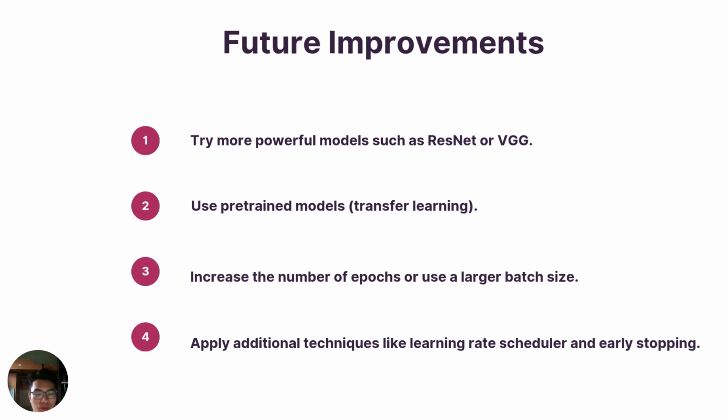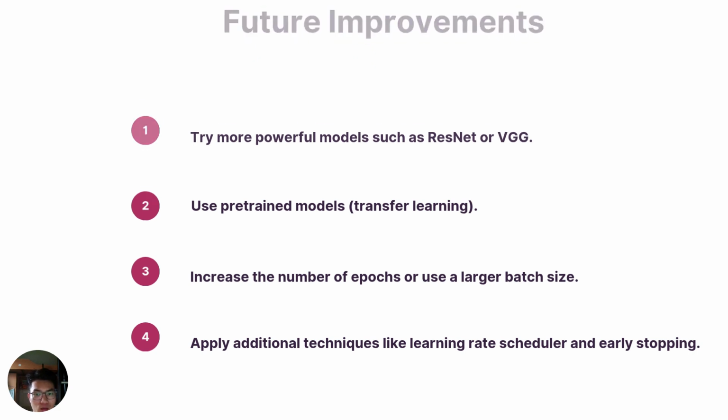Okay, the future improvement. In my opinion, if we want to get the highest performance, we can try to use more powerful models like ResNet or VGG and use pre-trained models, or increase the number of epochs, or use a larger batch size. Especially, we can try to use a learning rate scheduler or early stopping.